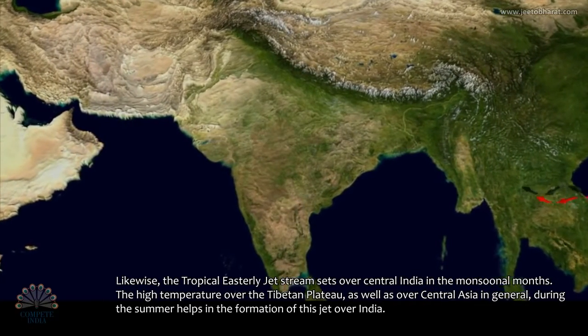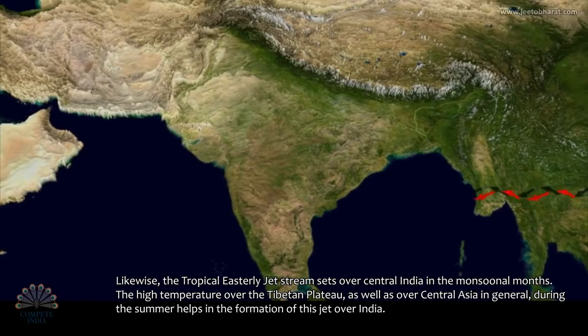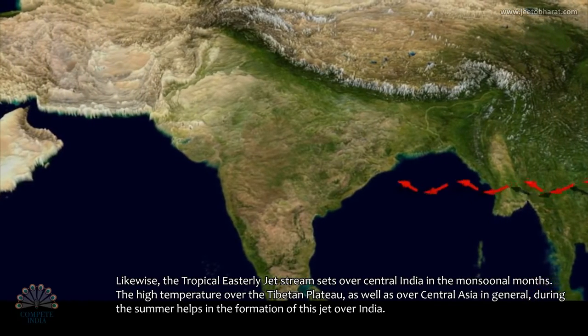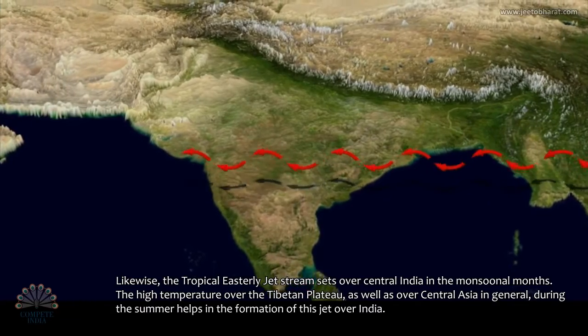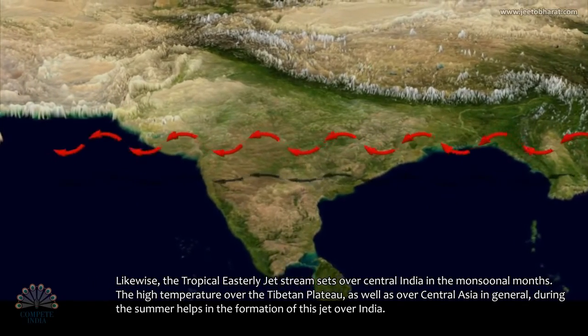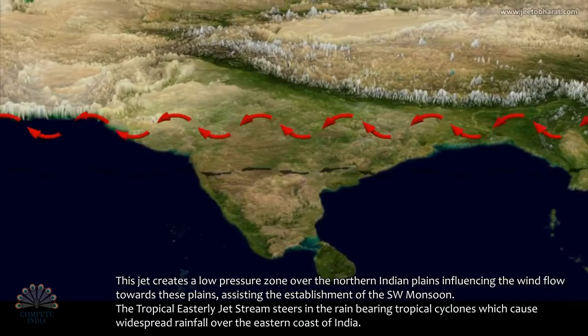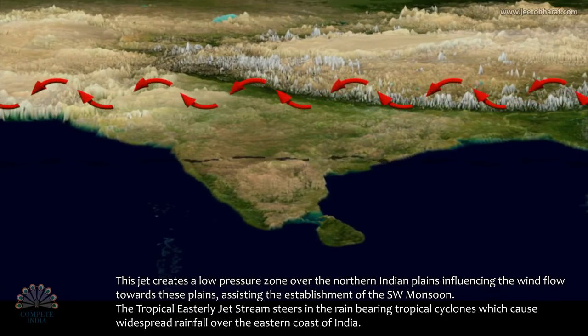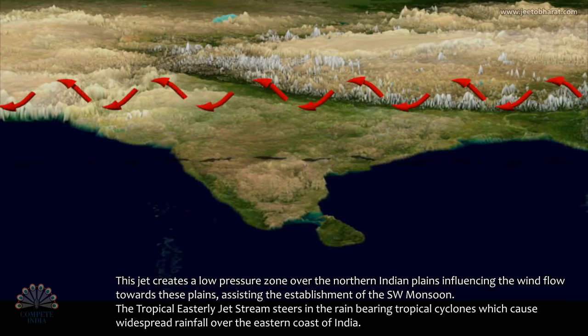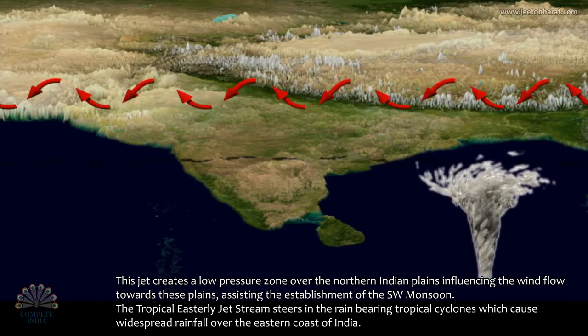The high temperature over the Tibetan Plateau, as well as over Central Asia in general during the summer, helps in the formation of this jet over India. This jet creates a low pressure zone over the northern Indian plains, influencing the wind flow towards these plains, and thus assists in the establishment of the southwest monsoon.